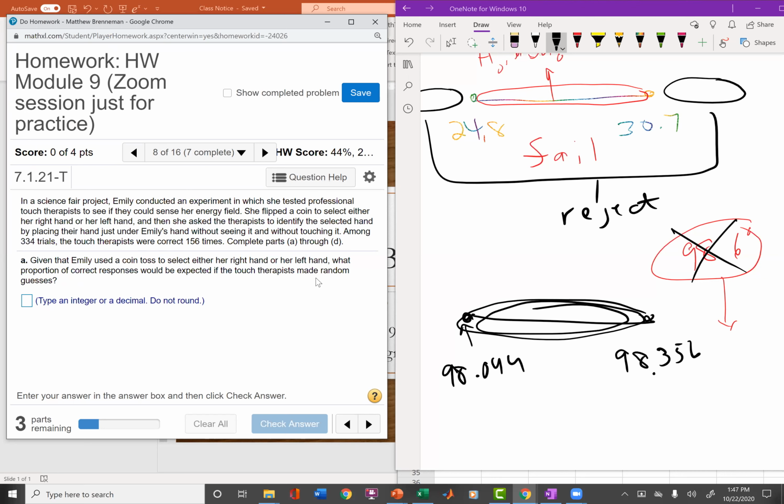I might choose right, left, left, right. See, Emily here could get 8 right hands in a row. It's unlikely, but it could happen, right? Because she's randomly flipping the coin. So that's what they're getting at.